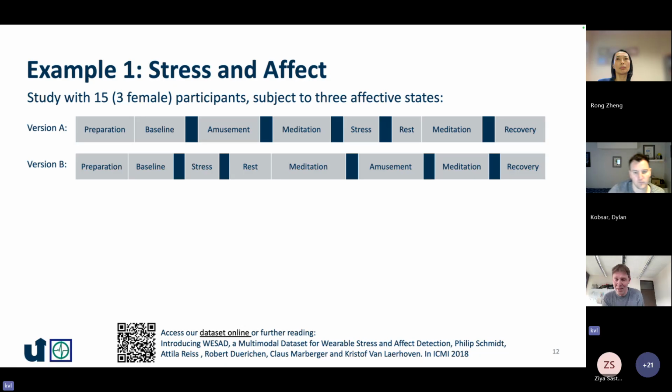So after a preparation and a baseline phase, they would go through several phases where they would look at funny videos. Basically, that was the amusement phase. Or there was a stress phase, where they had to present to their peers. It's a principle called the Trier Social Stress Test. So they were stressed as well. They also had to go through meditation phases while wearing wearables. And then the idea, or our question, was: can we, through the wearable data, check which phase they are going through? Whether they have a stressful phase, the amusement phase, the meditation phase, etc.